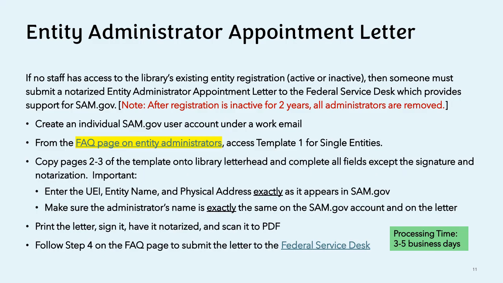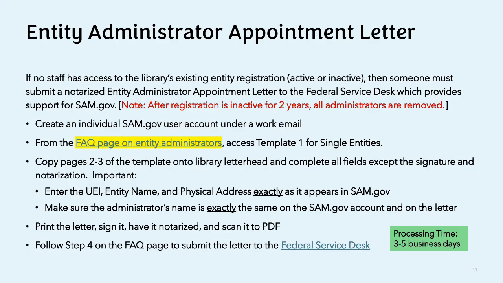To make the request, you need to have your individual SAM.gov user account set up under a work email. You'll go to an FAQ page about entity administrators and download a template. For any Kentucky library, you want template 1 for single entities. Page 1 of that document has instructions. Pages 2 and 3 have text that you will copy onto library letterhead and carefully complete.